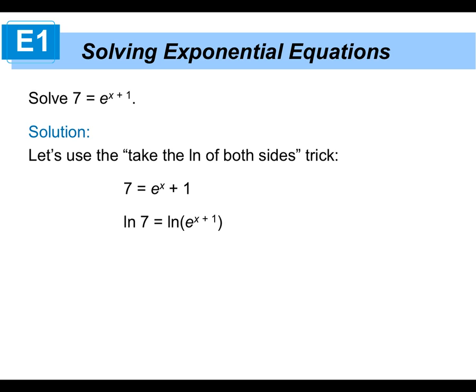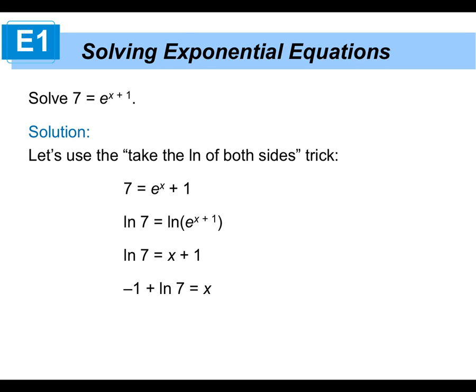What's the natural log of e raised to the x plus 1? x plus 1. Good. So the right side simplifies to that. Solve for x by subtracting 1 from both sides, and we get that. Why did I put the negative 1 out in front? To avoid confusion with ln 7 minus 1. I don't want you to mistake that as being the natural log of 6, 7 minus 1. So move it out in front. It's not a big deal.